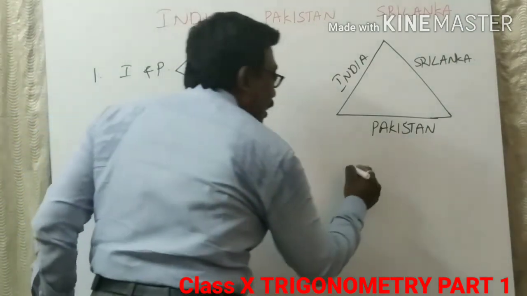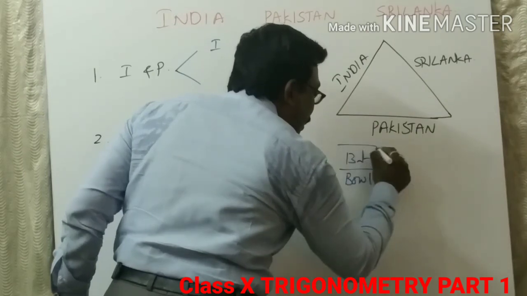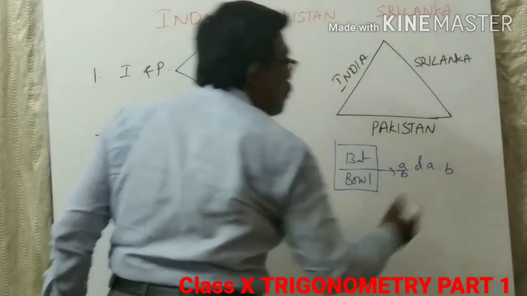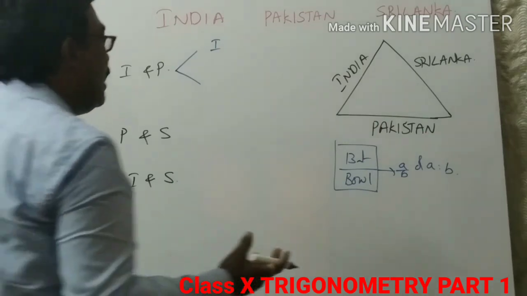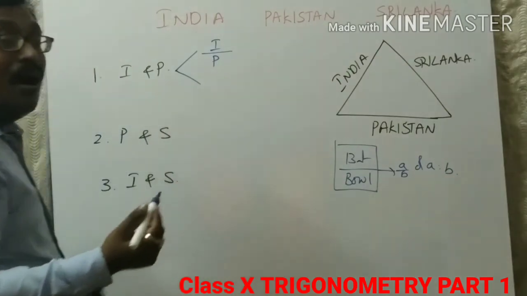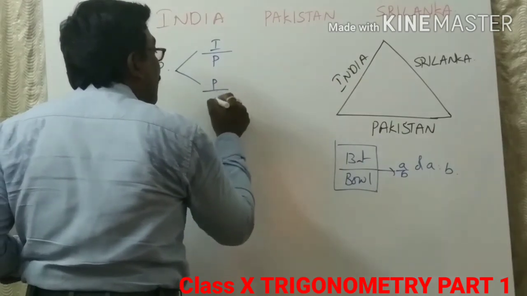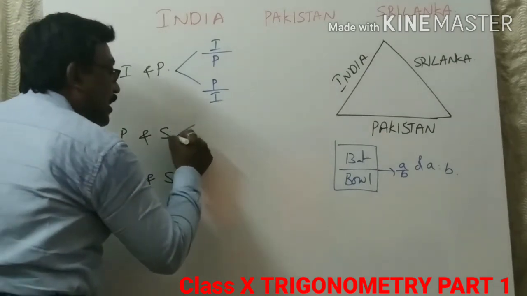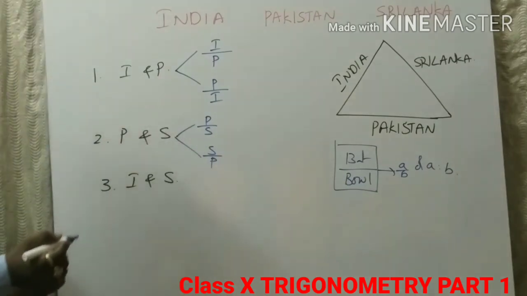Now, I am writing here, batting is the numerator, bowling is the denominator. Then it is called a ratio, A by B or A is to B. What are the possible conditions here? India can bat, Pakistan bowl, or else if India loses the toss, Pakistan chooses batting, then Pakistan by India. Here also the two conditions, Pakistan by Sri Lanka or Sri Lanka by Pakistan.